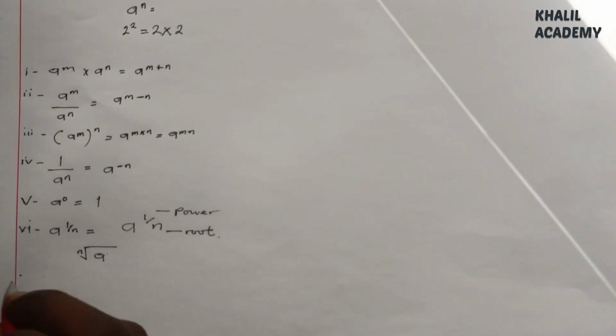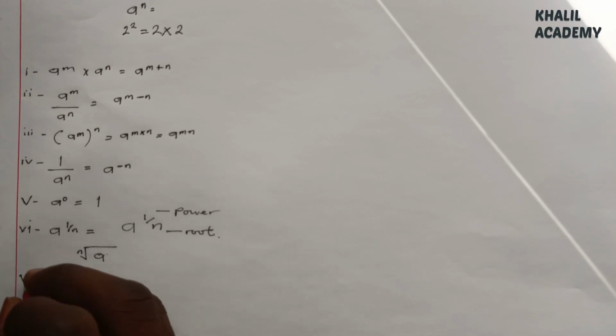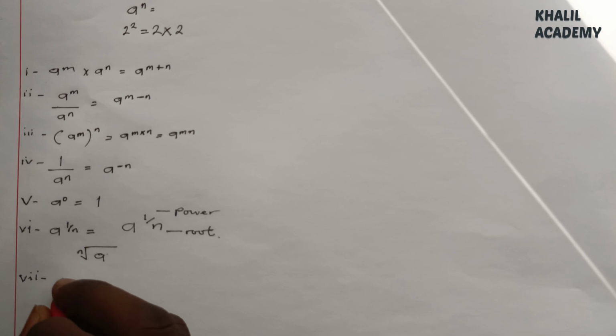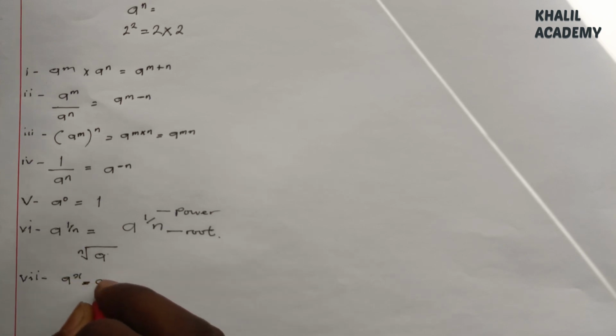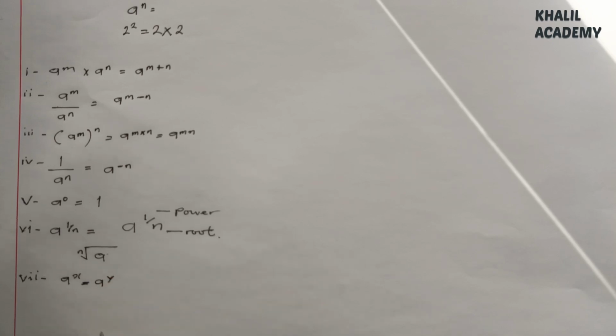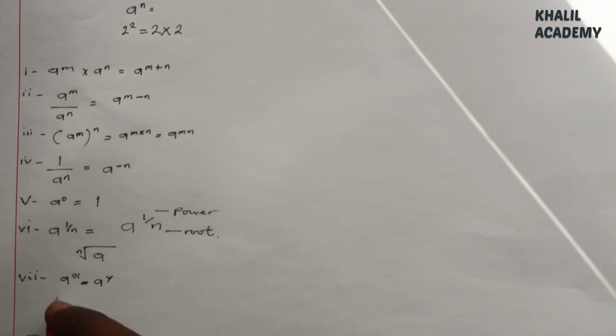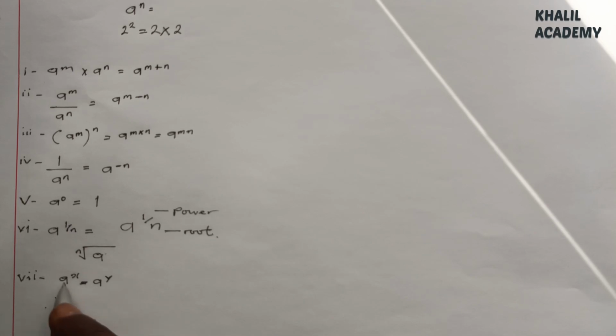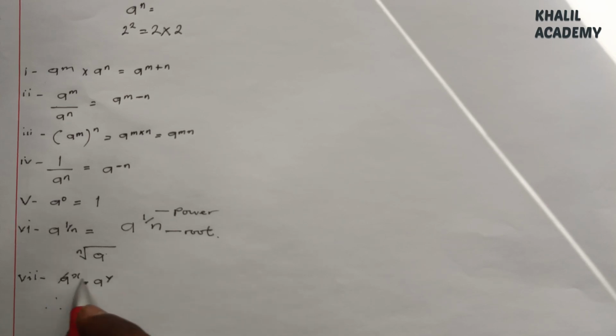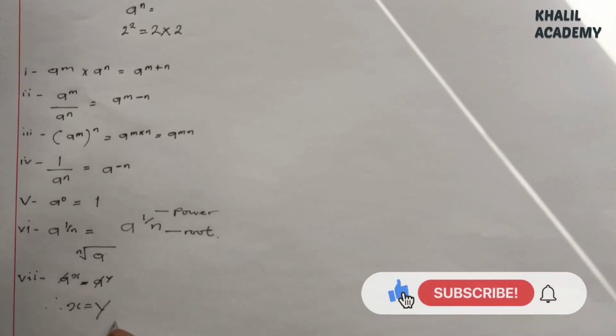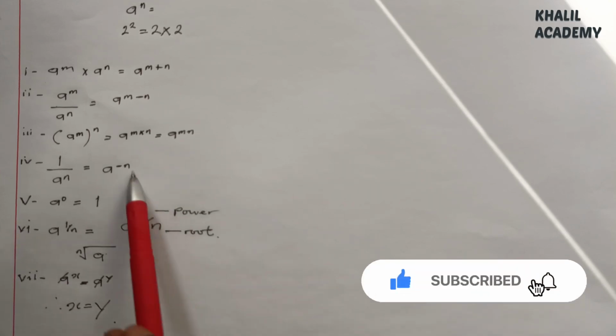So we move to the last law, which is the 7th law. It says if a^x is equal to a^y, and they carry the same base with an equal sign connecting the two, then the bases will cancel, therefore x will be equal to y. So here we rounded up. These are the 7 laws of indices.